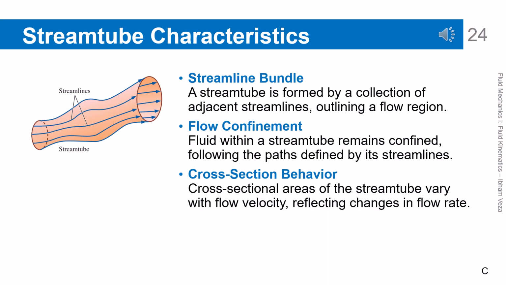Stream tube characteristics. A stream tube is formed by a bundle of adjacent streamlines that enclose a flow region. Fluid inside the stream tube cannot cross the imaginary walls formed by these streamlines. Therefore, the flow inside a stream tube can be analyzed as a single entity. The cross-sectional area of the stream tube can change according to changes in flow velocity. This concept is very useful for visually explaining mass conservation.